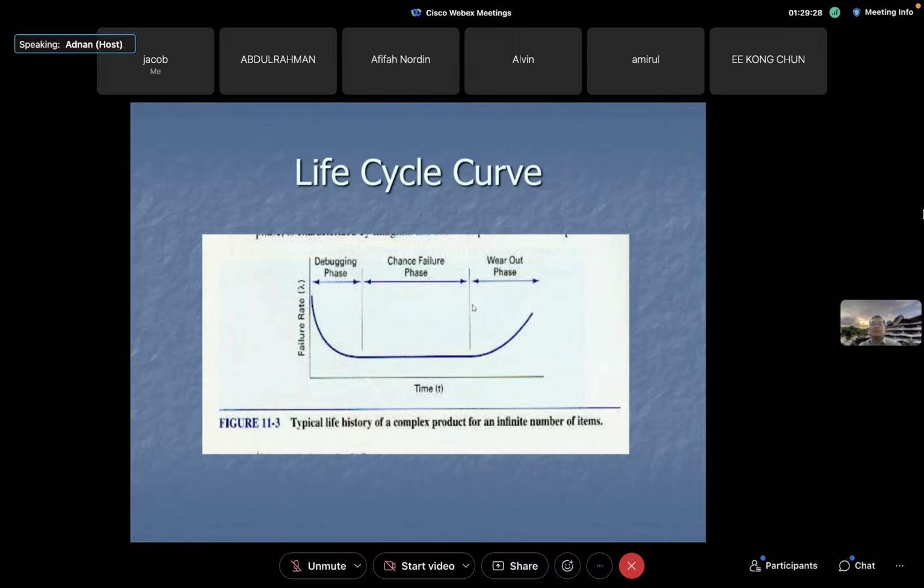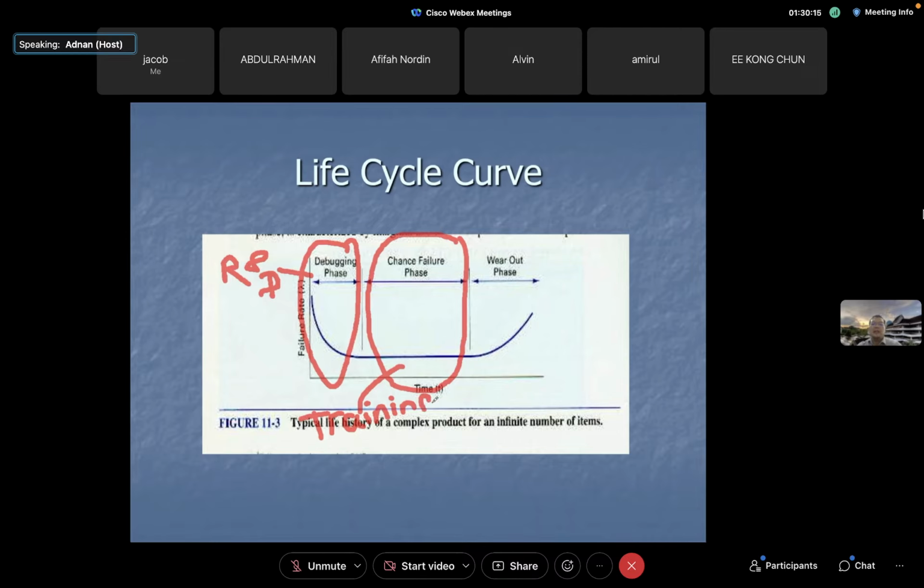So how to prevent failure from the wear out phase? We prevent it by changing the component. How to prevent failure from chance failure? By giving training. We give training to workers to operate properly. How to avoid failure in the debugging phase? By having research and development, by having a better design. This is R&D. This part can be through training. We train the workers to run the equipment with proper procedures. If no training, he runs the machine the wrong way, with wrong settings.